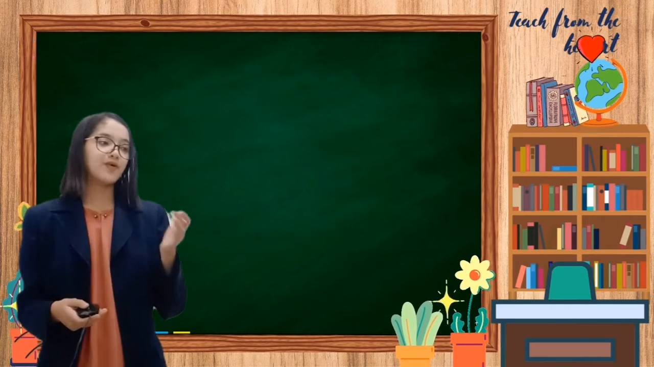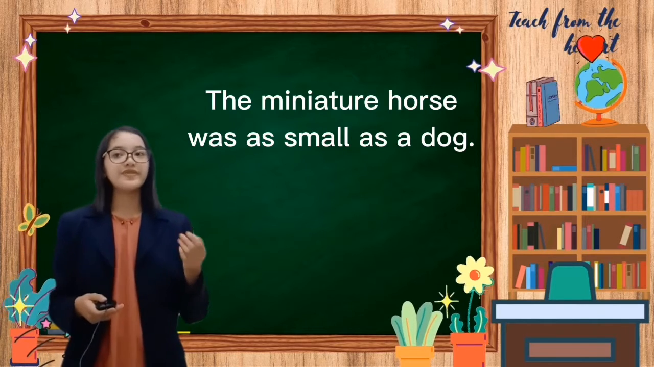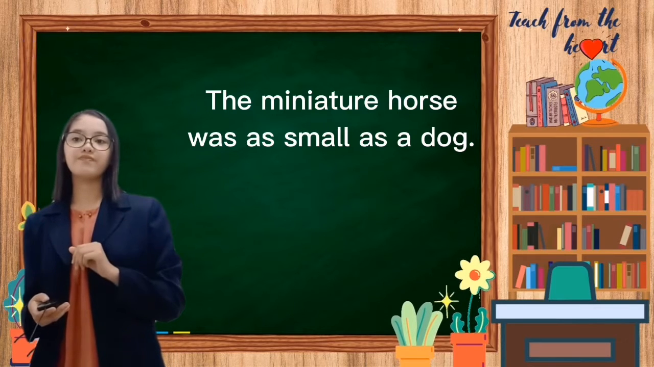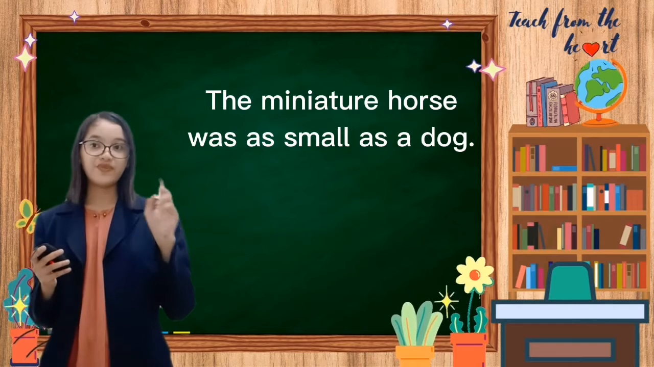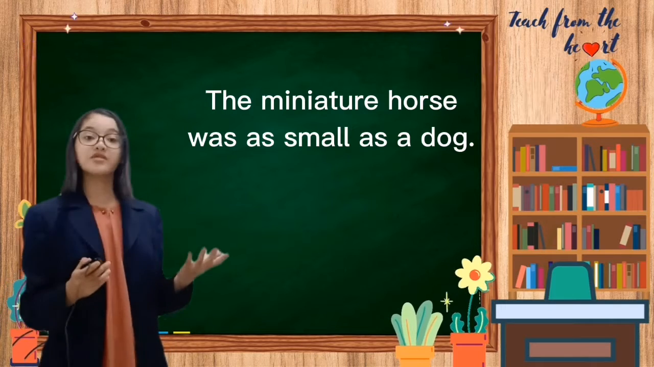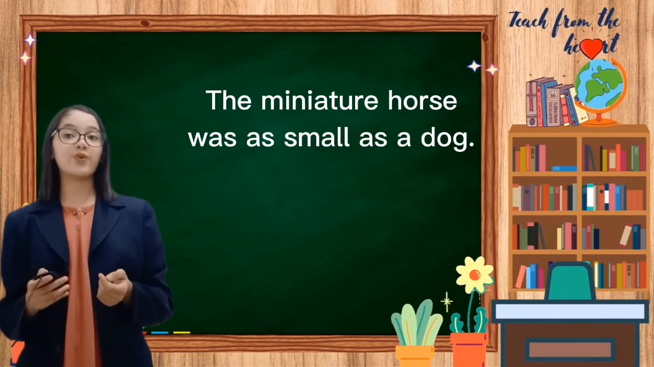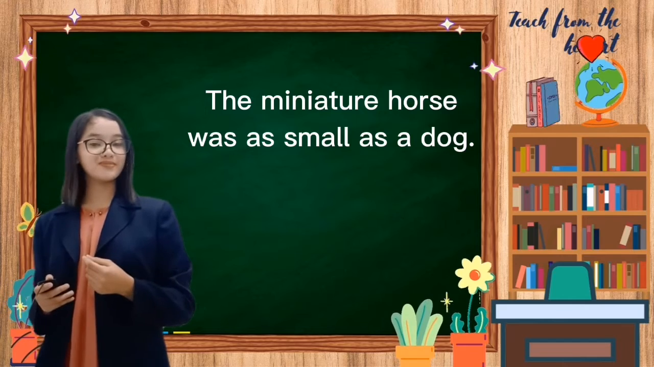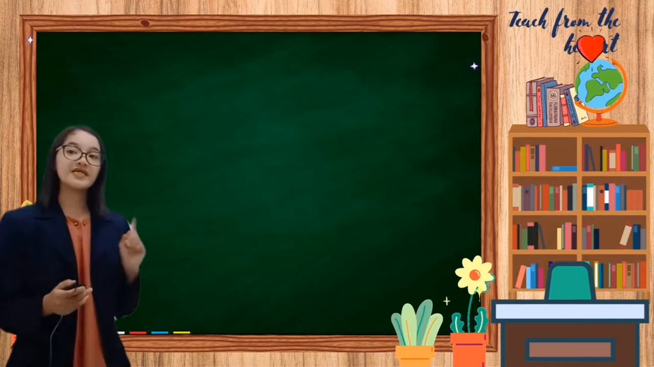Now, we have an example here. The miniature horse was as small as a dog. Now, we have to first identify the signal word. So, the signal word is the word as, A-S. And since as belongs to comparison clue, which means that we are going to look for the word similar to the word miniature. So miniature means small. Very good.